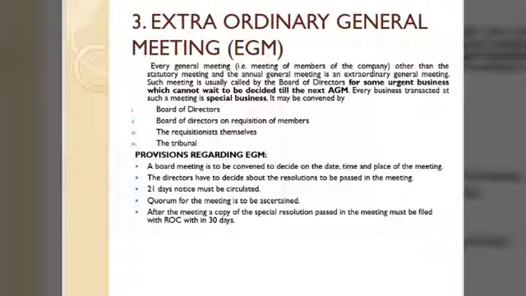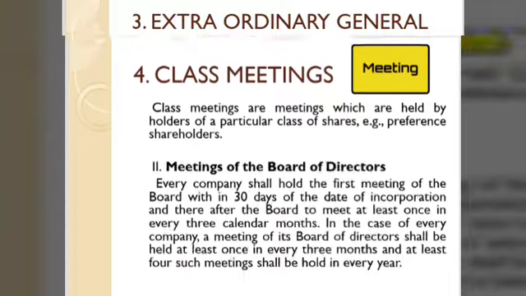Next, a 21 days notice must be circulated to the persons who are eligible to attend the meeting, and the quorum for the meeting is also to be ascertained. Quorum is the number of members who are going to attend the meeting and make the meeting valid, which we are going to discuss in the next aspect. After passing the resolution in the meeting, a copy of the resolution must be filed with the ROC within 30 days. This is regarding the extraordinary general meeting.